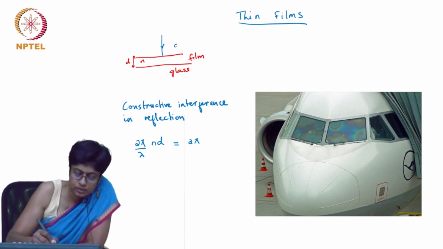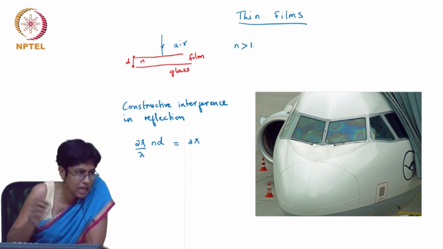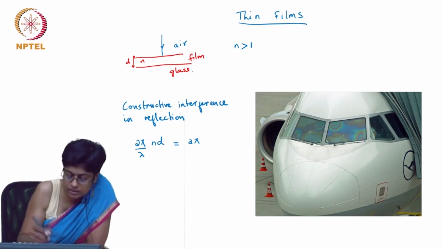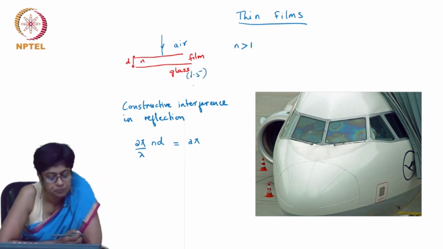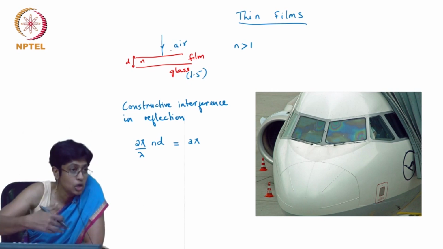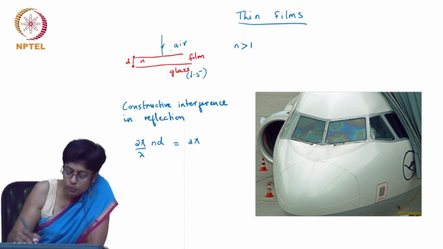Yes, so if we assume this is air, this is of course whatever film, and we're saying N is larger than 1, right? And whatever, this is glass, so let's say this is 1.5, right? Whenever you have reflection in a medium which has a lower refractive index than the next medium, you're going to have a pi phase shift. Okay, so in this interface you have a pi phase shift.